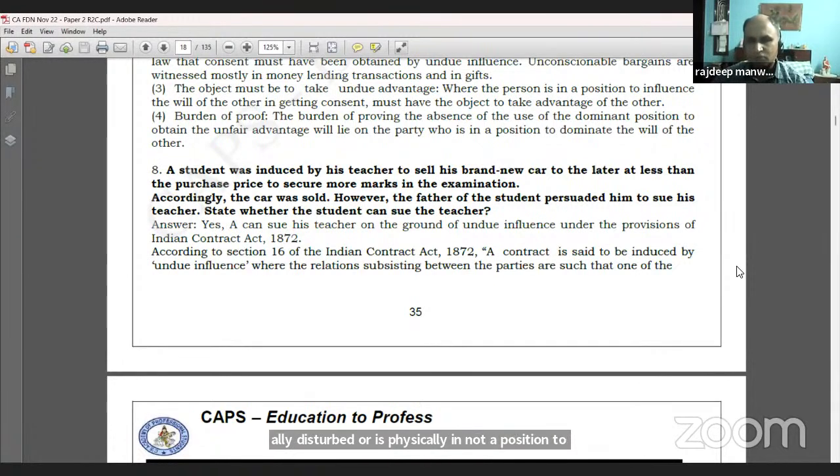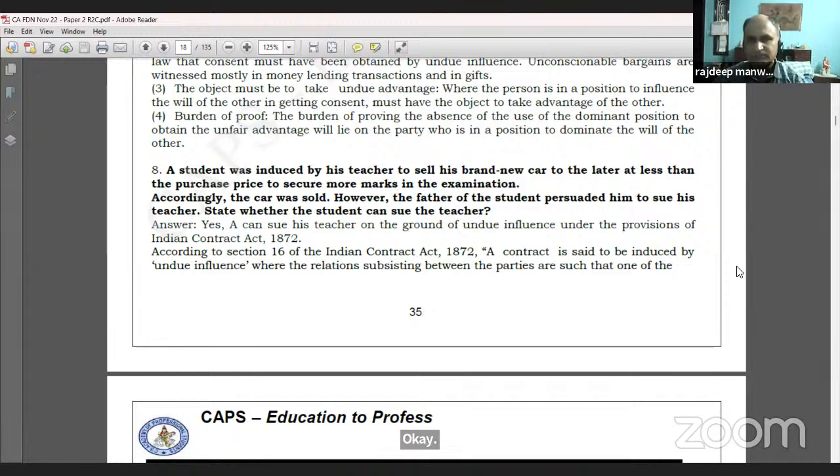So we discussed all the essentials of a valid undue influence. When one person is in a position to dominate the will of another and uses that position to get an unfair advantage, it is called undue influence. Remember? We had done this in detail with all three cases, correct? And all contracts of undue influence are avoidable at the option of the other party.